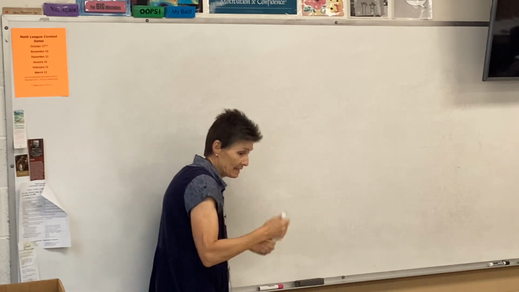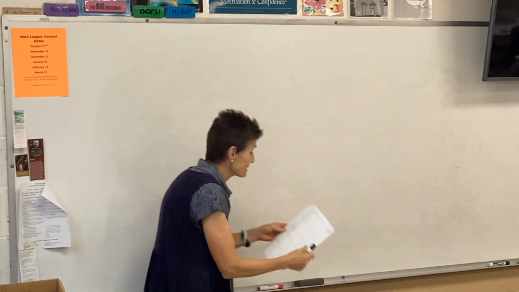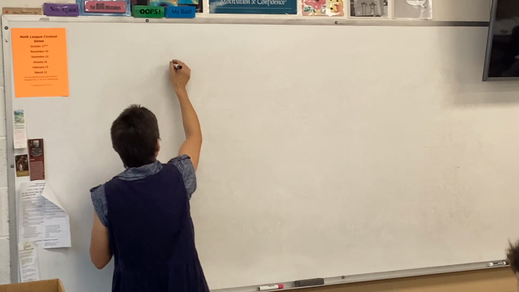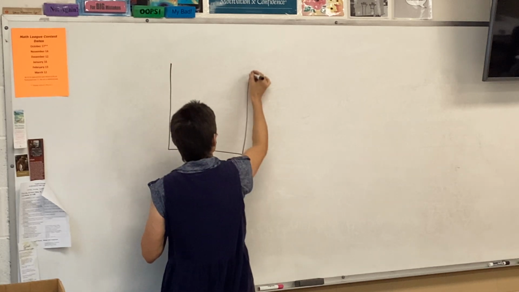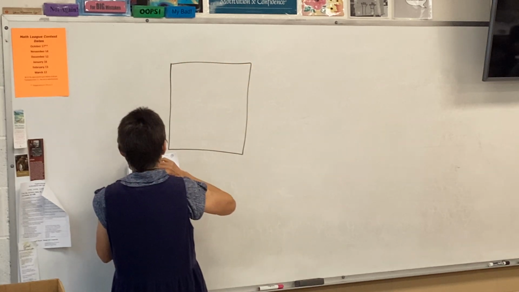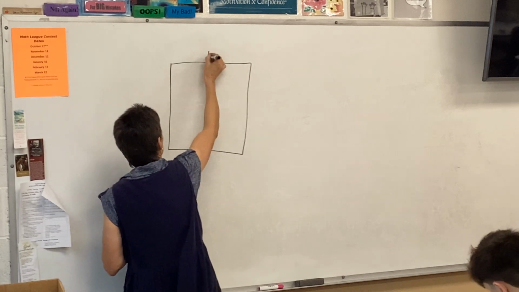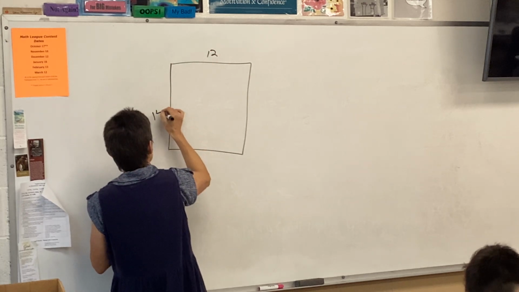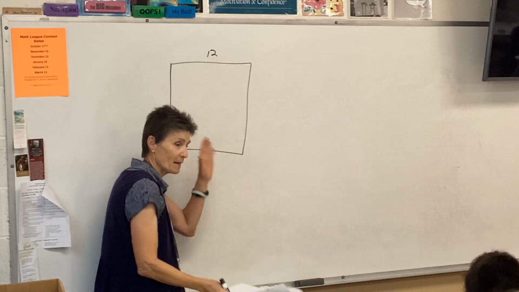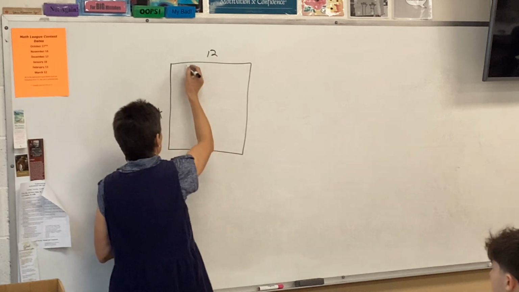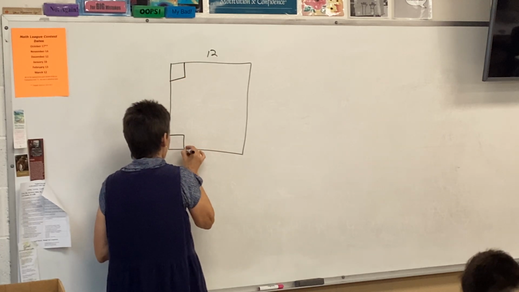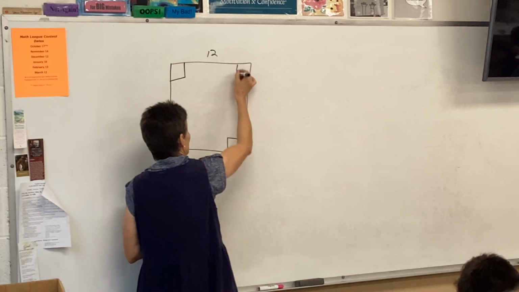So, set your box aside for a second. Here's our piece of paper that we're starting with in this problem. It's 12 by 14. Here's the paper. You took your scissors and cut out corners.